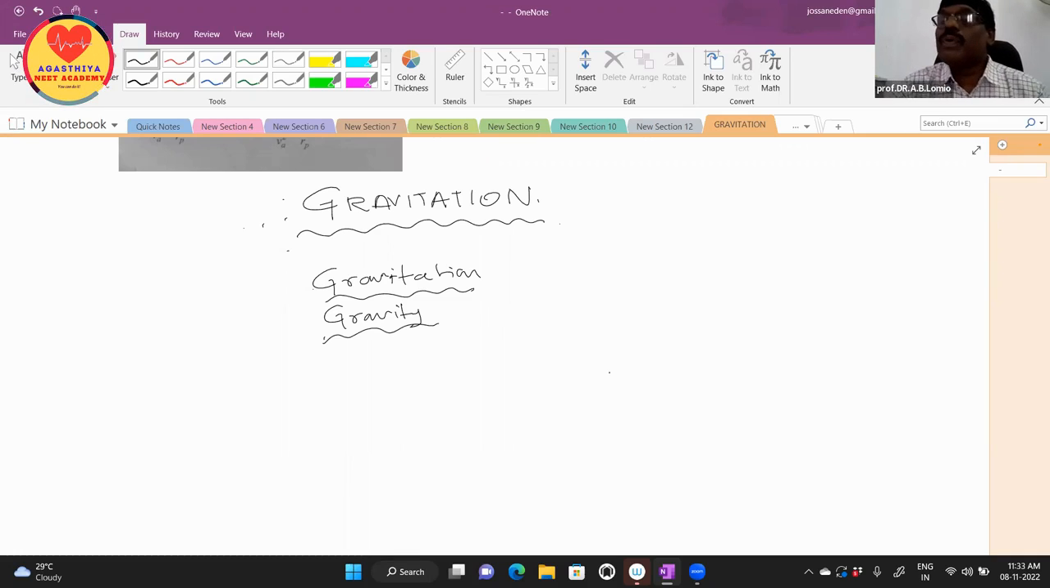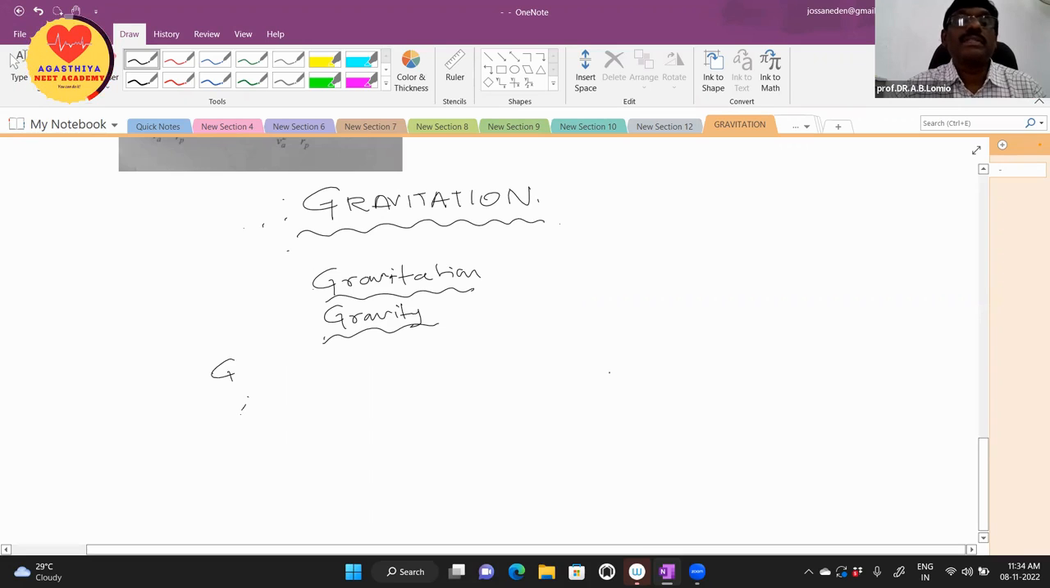Gravitation is the force of attraction between any two bodies in the universe. Whereas gravity is the force of attraction between the earth and the body which is lying on the surface of the earth or outside the surface. Understand? There is a basic, fundamental difference between gravitation and gravity. See, take down this.